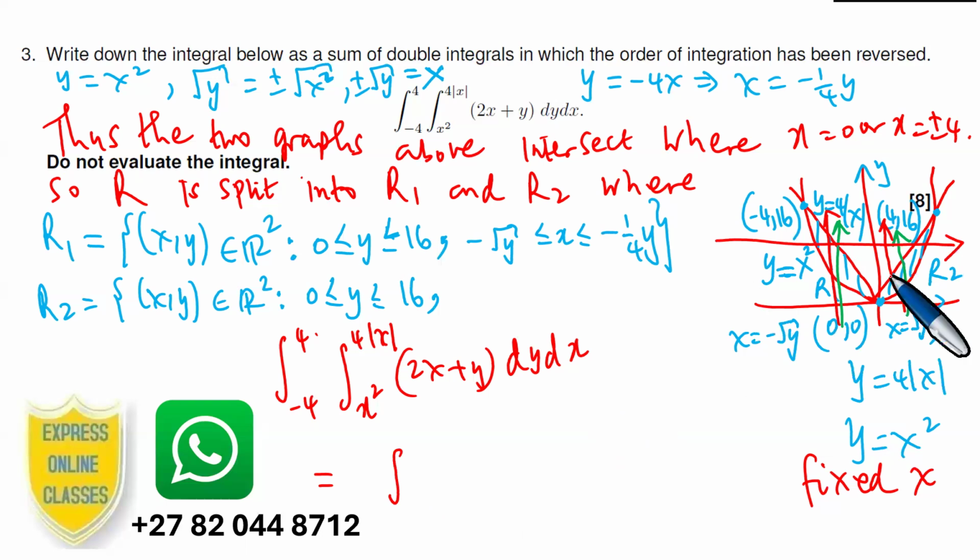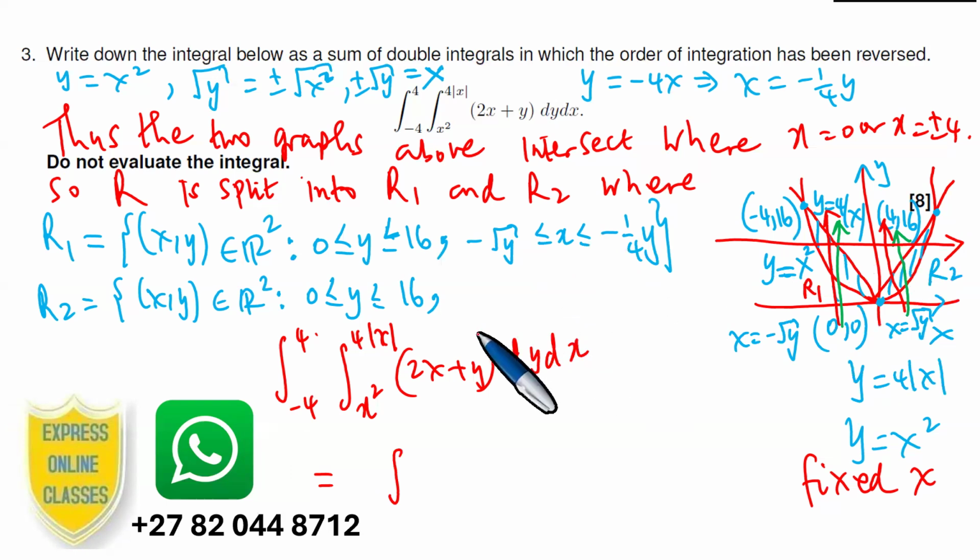Now, therefore, with this mentioned, if we migrate horizontally like this, we agree that still our y will be between 0 and 16. And our x would be from negative the square root of y to -1/4 y for region 1. And then now we simultaneously analyze region 2. This one is region 1. Now region 2 is the other one.